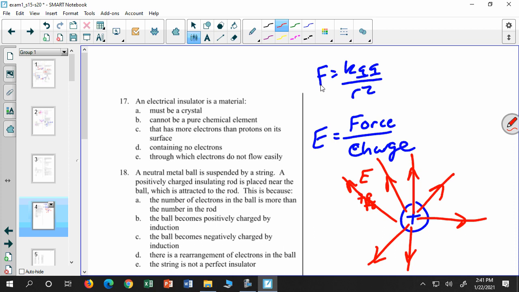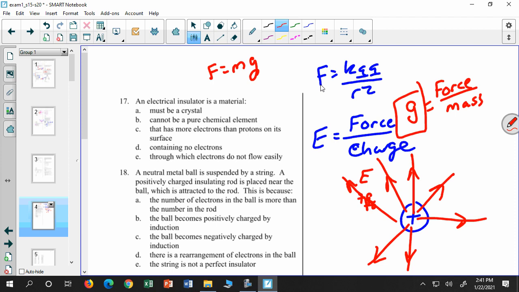We had gravitational fields too. Gravitational fields were a force per mass. Do you know what a force per unit mass is with respect to the Earth? What is force per mass? Acceleration, right. This is g. F equals mg. This is our gravitational field. We didn't call it that because, I don't know, we didn't need to.